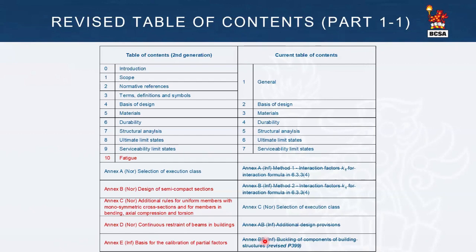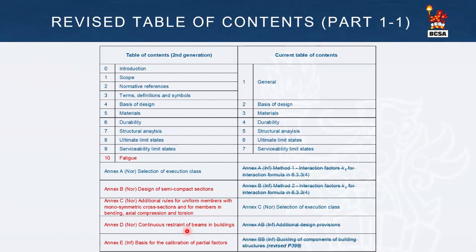Annex BB2 was about continuous restraint, such as if you have a compression flange restrained by sheeting, and it has now been moved into the Annex D in the second generation. The values for the coefficients K theta have been modified, and this annex is now a normative one. Previously, this was informative guidance only.